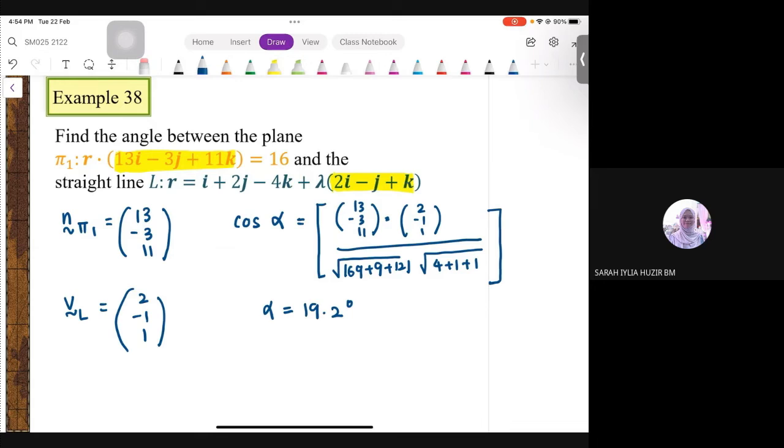We want to find theta, angle between line and plane. So since this is less than 90 degree, it's acute. So in order to find theta, just do 90 degree minus our alpha. And in this case, our angle will be 70.8. Okay. So that's how we find angle between line and plane. Alright.